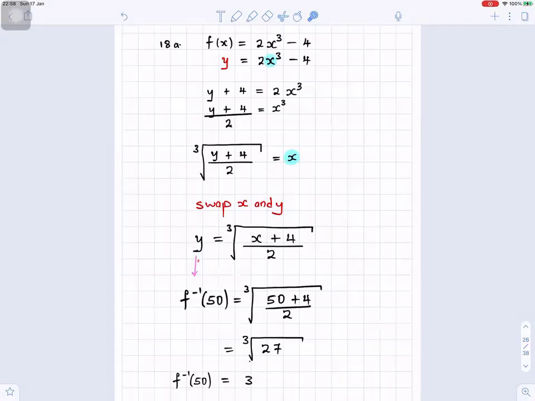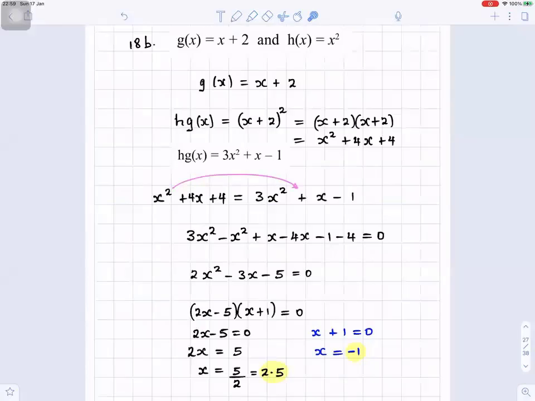And you can replace y back with f inverse of x. And if you substitute 50 for x, cube root of 50 plus 4 divided by 2, 50 plus 4 is 54, divided by 2 is 27, and cube root of 27 is 3. That's another way to show that for question 18a.